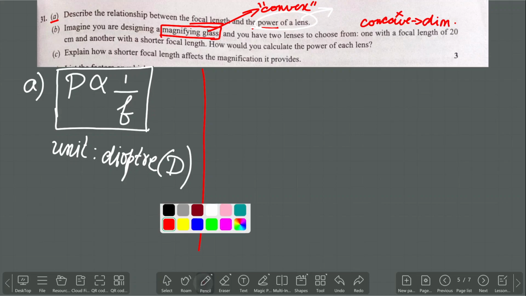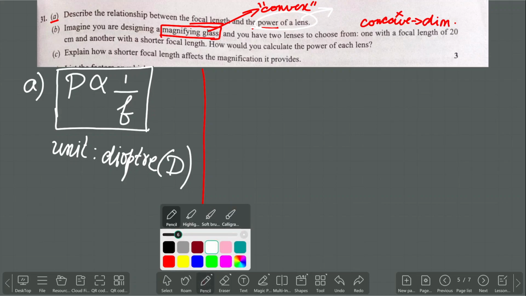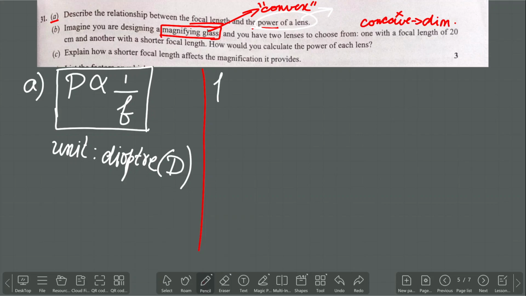Clear? So, in the question they said, you have two lenses to choose from, one which is having a focal length of f equal to 20 centimeter. So here clearly we identify the nature of the lens is convex. That means either it is plus 20 or minus 20. It is going to be plus 20. And the other with a shorter focal length. That means compared to this lens, the other lens is having a shorter focal length. That means it is going to be lesser than 20 centimeter. How would you calculate the power of each lens?